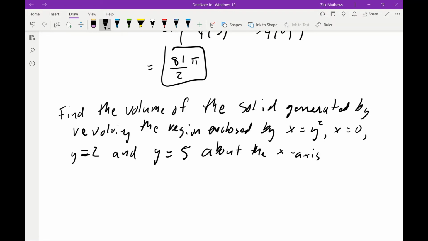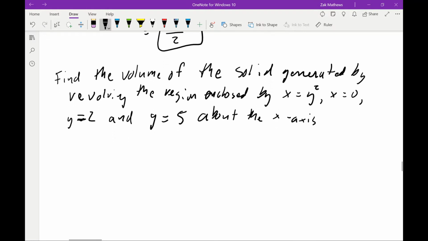So I never gave you a formula for revolving around the x-axis, but we should be able to do it without a whole lot of trouble. Let's draw out the picture and we'll think about it. It's going to be the same concepts, just revolving around the x-axis now. So x is equal to y squared. Well, that's going to look like our square root function because it is just a square root function, but it'd be going both up and down. We are going to take the y is equal to 2, which would be up here, and y is equal to 5, which would be even higher.